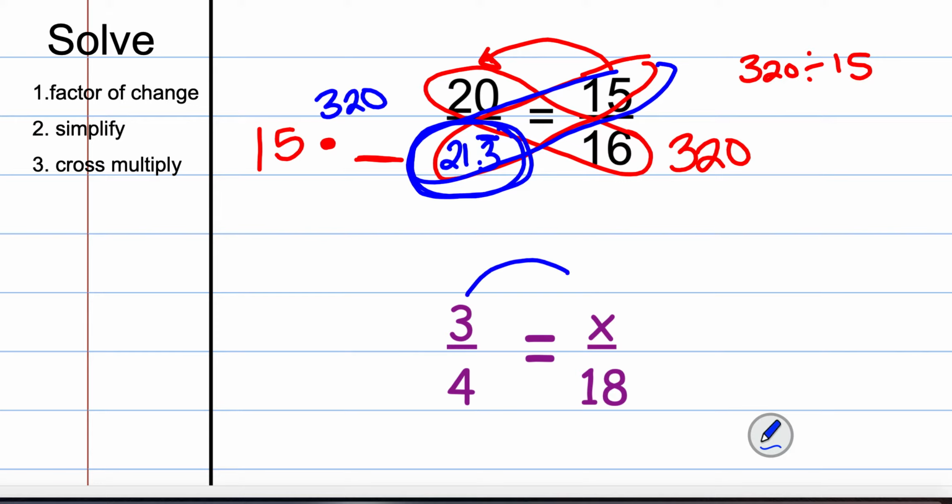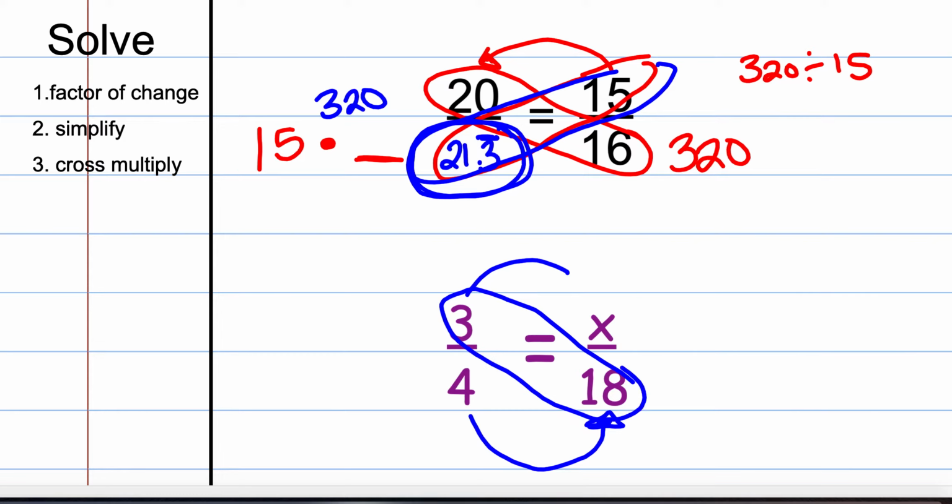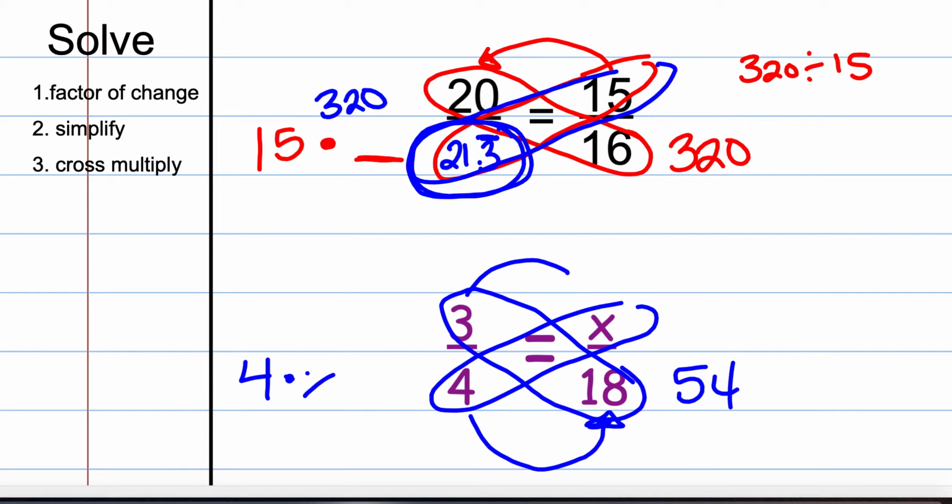4 does not go to 18, so they don't go in nice. I cannot simplify. 3/4 is already simplified. So let's look across. 3 times 18. 3 times 18 is 54. And if I look across this way, we would have 4 times that letter X. Well, that has to equal 54. Remember, the 2 sides have to equal each other.